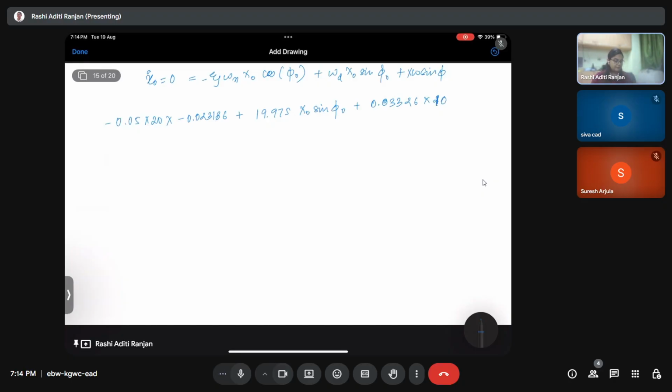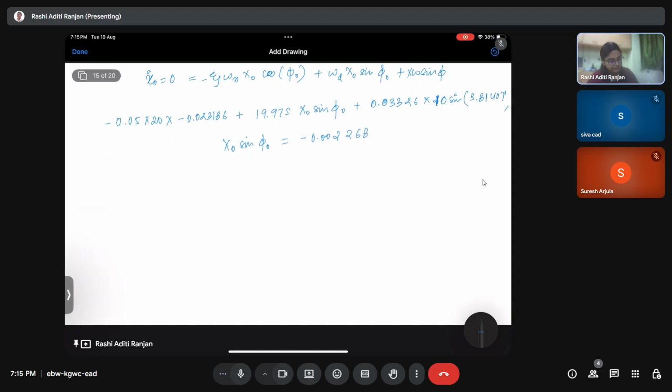Then we have sine phi as sine of 3.81407 degrees. Okay, so after calculating everything, we are going to get the value of x naught sine phi naught as minus 0.002268.